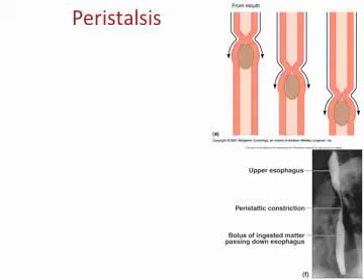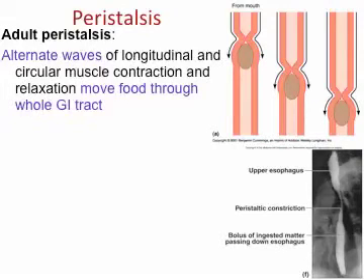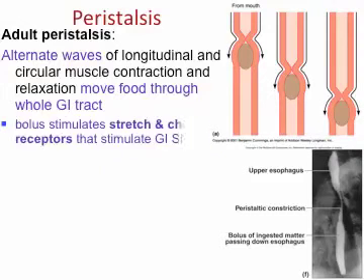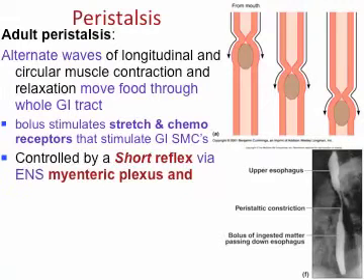So with that in mind, let's look at peristalsis. Peristalsis is controlled by both short and long reflexes, and it is alternate waves of longitudinal and circular smooth muscle cell contraction and relaxation that help move the food, the bolus, or the chyme, wherever you are in the tube, through the whole GI tract. So peristalsis occurs along the whole GI tract. In the cartoon, in the upper right-hand corner, that's the esophagus, and that brown thing is the bolus.